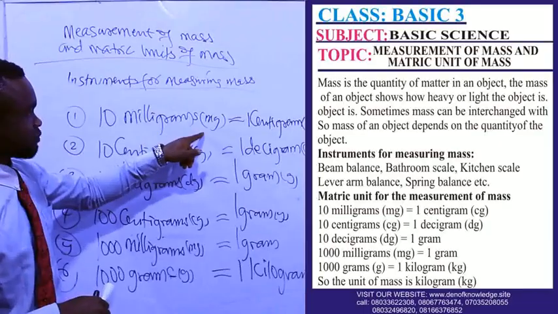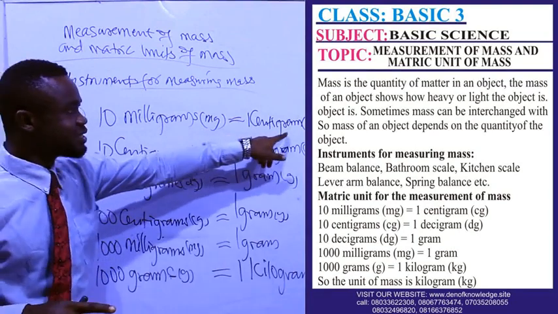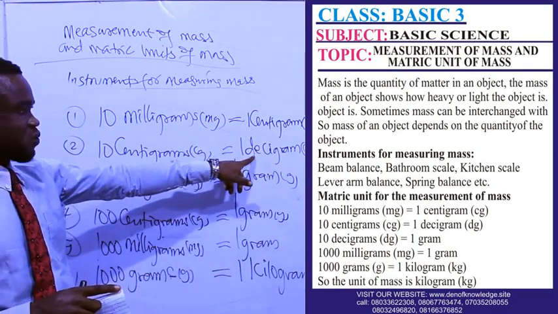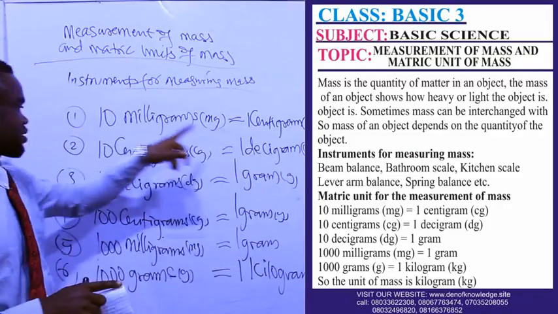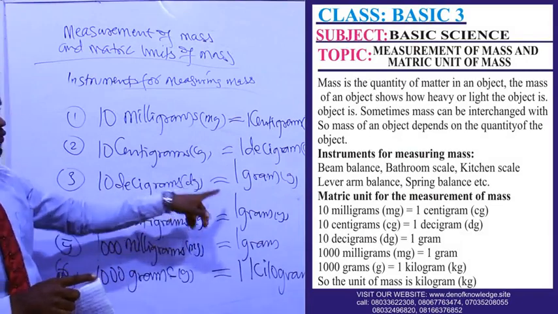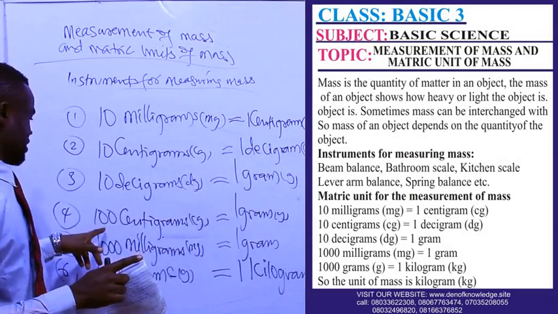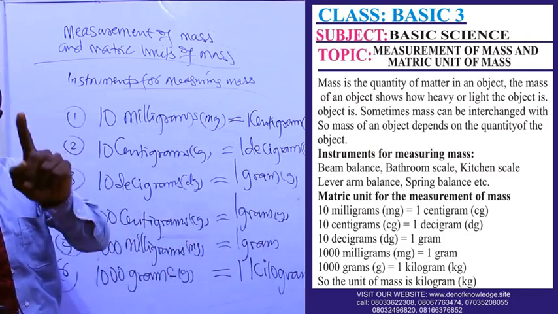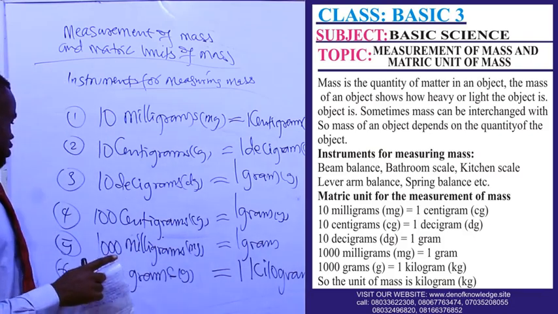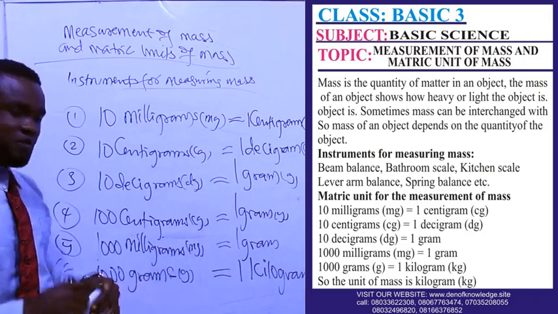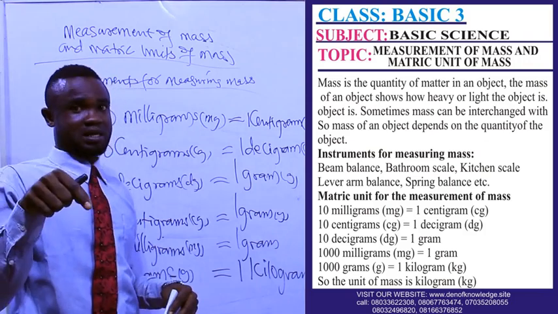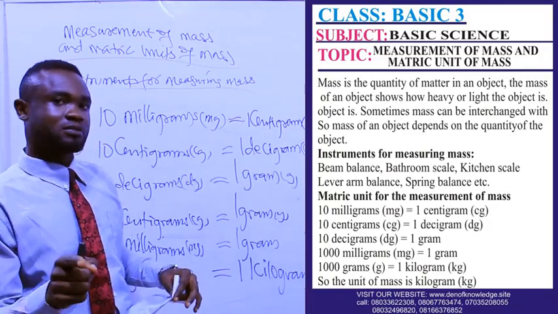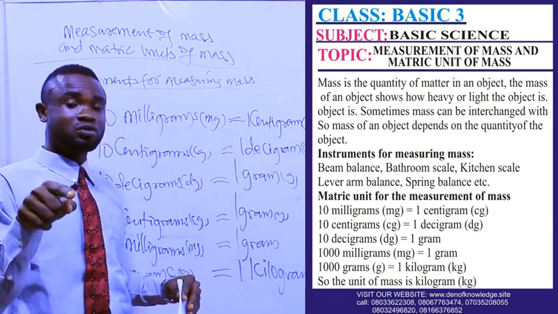10 milligrams will give you only 1 centigram. 10 centigrams will give you 1 decigram. 10 decigrams will give you 1 gram. 100 centigrams will give you 1 gram. 1,000 milligrams will give you only 1 gram. And 1,000 grams will give you 1 kilogram. Remember that the unit for measuring mass is either grams or kilograms, but basically what you should use is the kilogram.